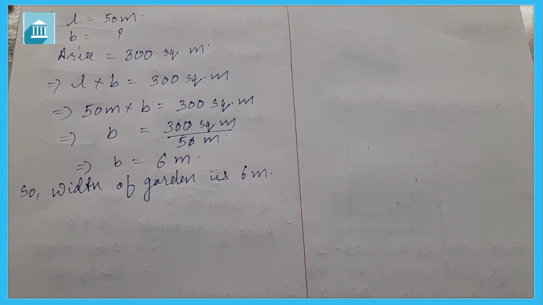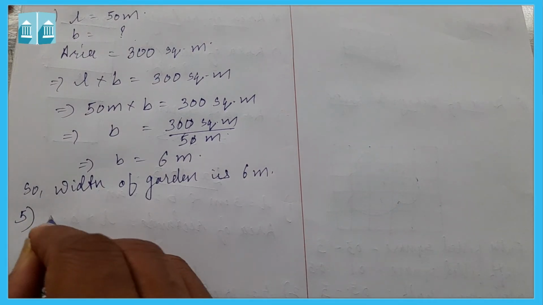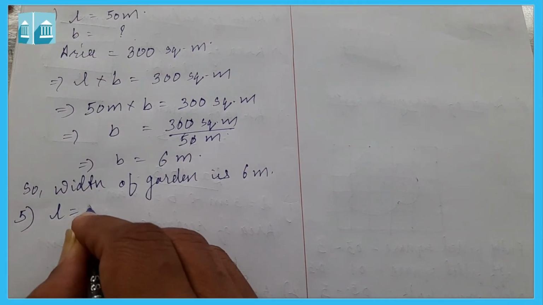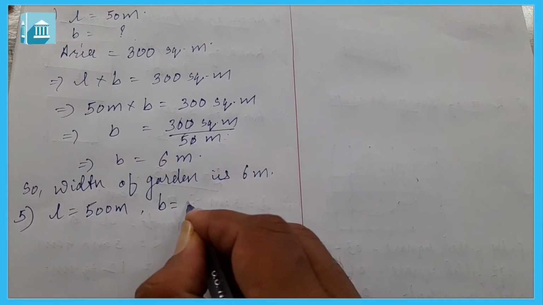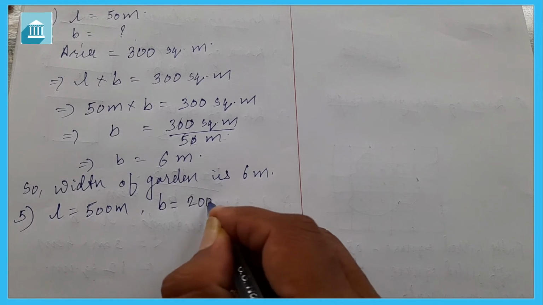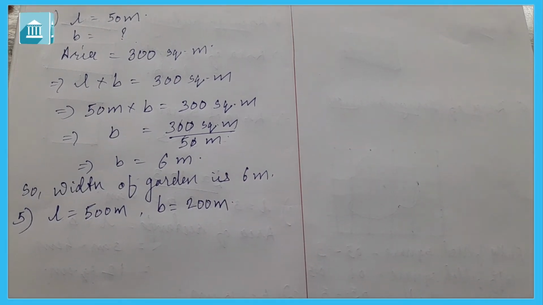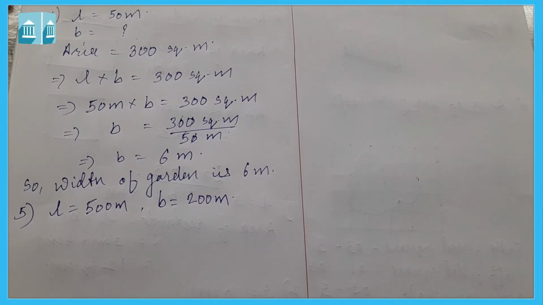Now let us see question number 5: what is the cost of tiling a rectangular plot of 500 meter length and 200 meter width at the rate of rupees 8 per square meter? Here in question number 5, L is given as 500 meter and B is given as 200 meter. Now we have to find out the cost of tiling.